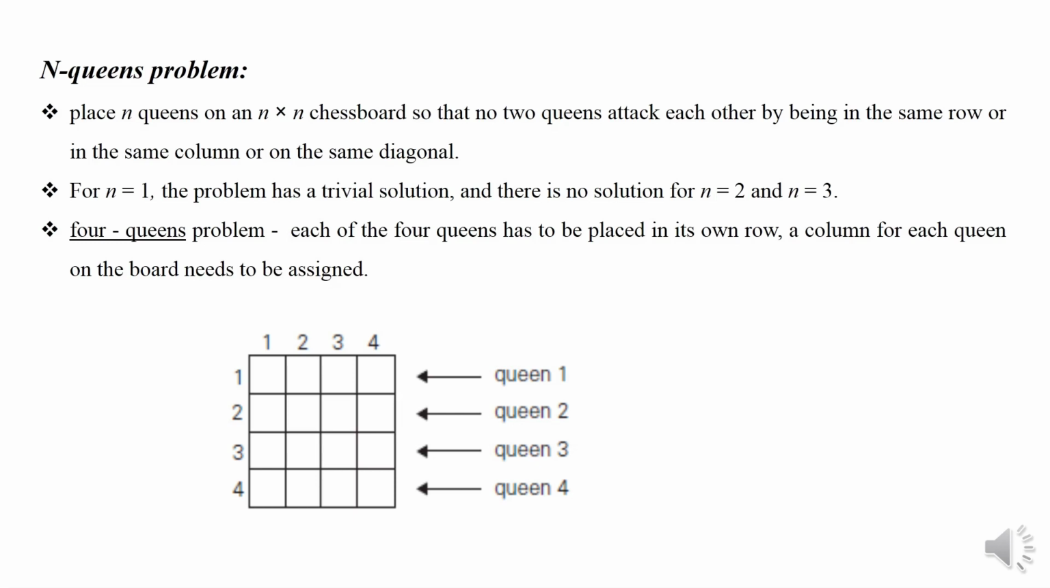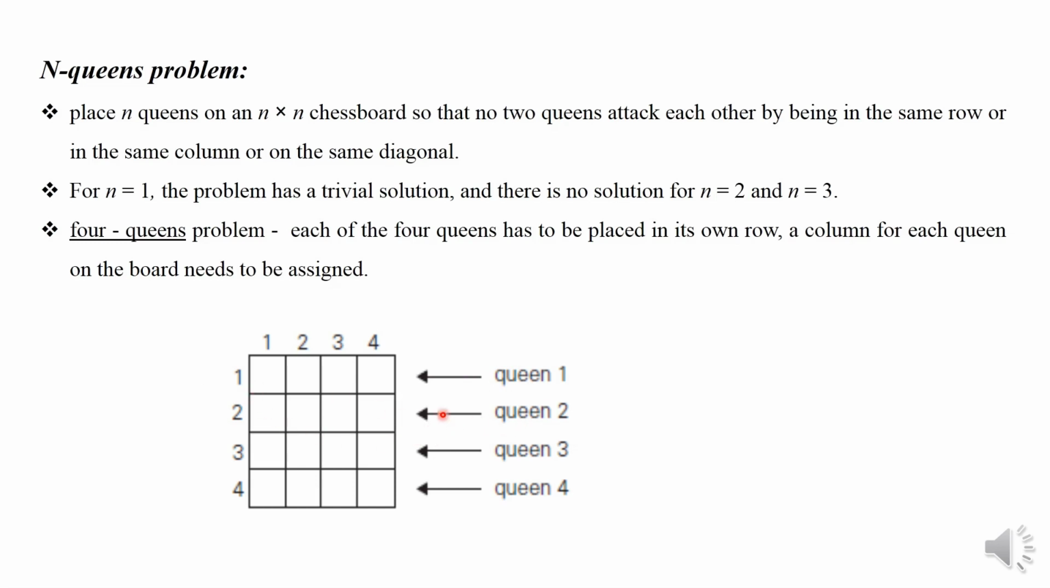Now, each of the 4 queens has to be placed on the 4 cross 4 chessboard such that it should not be on the same row, same column or on the same diagonal. Let us see how this 4 cross 4 chessboard looks like. There are 4 rows and 4 columns. On the first row, you are going to place queen 1.